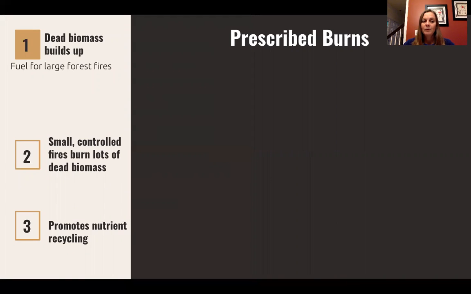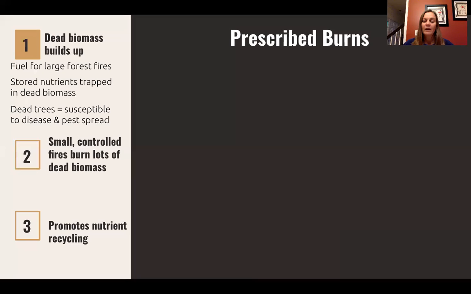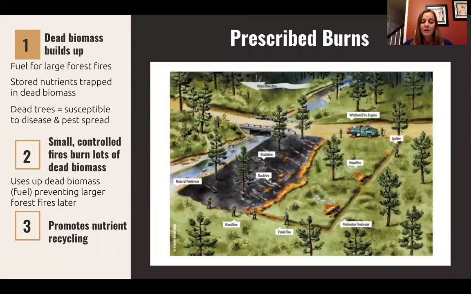So a prescribed burn. Without prescribed burns, there's lots of fuel for forest fires, there's lots of stored nutrients that are trapped in that dead biomass that hasn't yet decomposed. And we have lots of dead trees that are susceptible to disease and to the spread of pests. And so prescribed burns are small controlled burns that burn that dead biomass, which prevents those larger forest fires later. It also has the added benefit of recycling those nutrients much faster than decomposition can. So the fire actually releases those nutrients back into the soil.